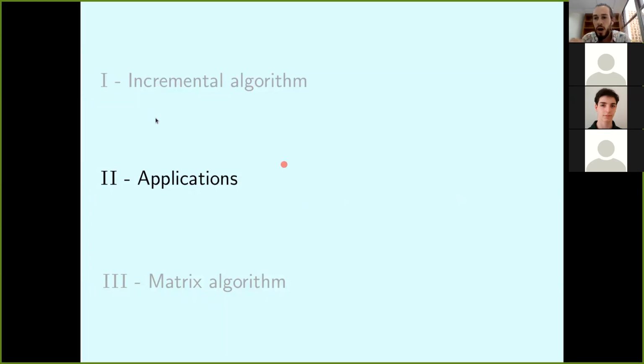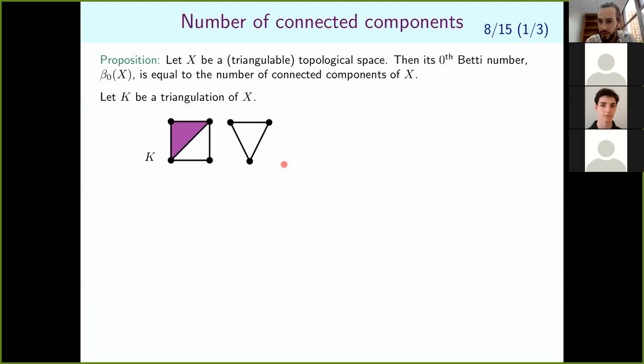This is the algorithm. Now I want to show you some applications of it. I have 3 things I'd like to show you. The first one is something I told you yesterday. The 0th Betti number of a topological space, the dimension of the 0th homology group, is equal to the number of connected components of my simplicial complex.